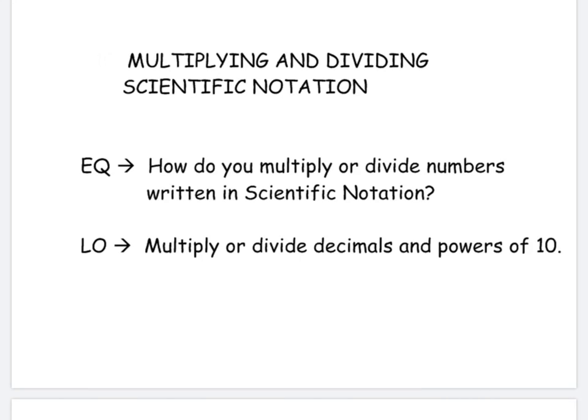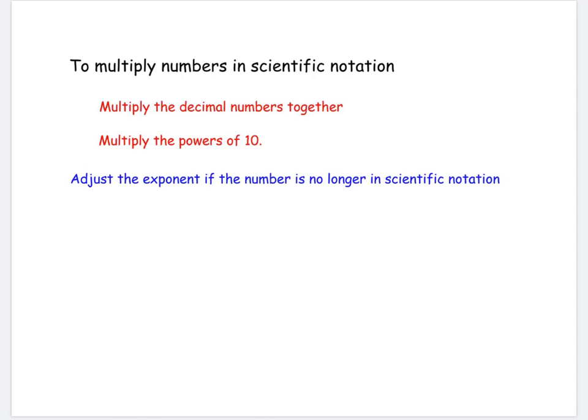This lesson is going to be looking at multiplying and dividing numbers that are written in scientific notation. In order to multiply numbers in scientific notation, there are 3 steps. The first step is to multiply your decimals together. The second step is to multiply your powers of 10 together. And then the last step is to adjust the exponent if the number is not written in scientific notation.